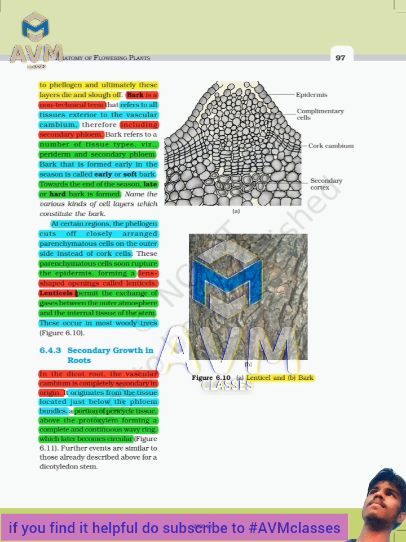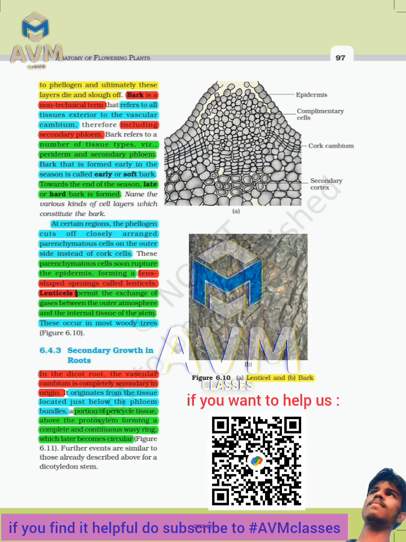6.4.3 Secondary growth in roots. In the dicot root, the vascular cambium is completely secondary in origin. It originates from the tissue located just below the phloem bundles, a portion of pericycle tissue above the protoxylem, forming a complete and continuous wavy ring which later becomes circular. Further events are similar to those already described above for a dicotyledon stem.